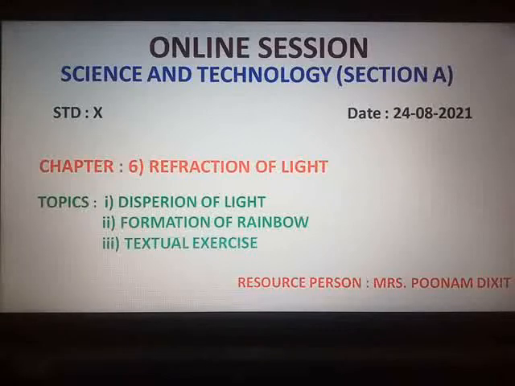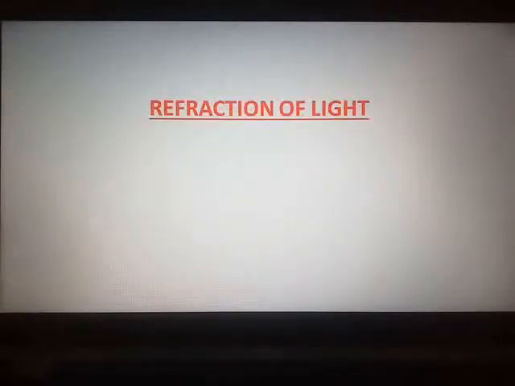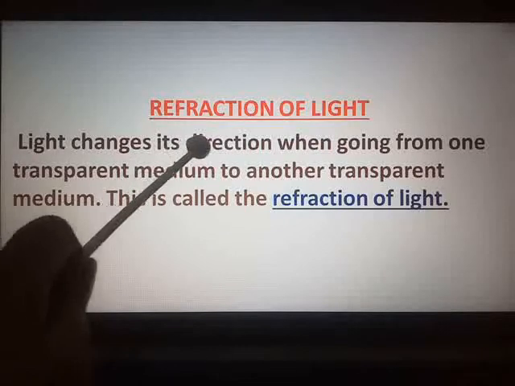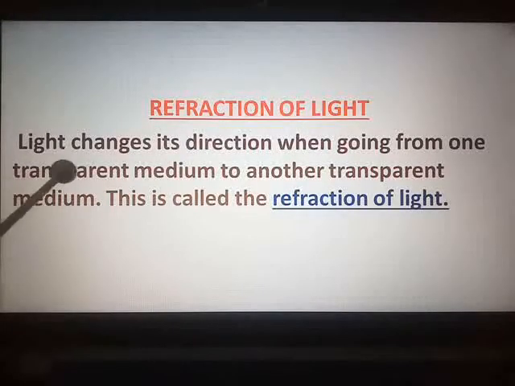So the first definition which we have studied in the previous session is refraction of light. What is refraction? Light changes its direction when going from one transparent medium to another transparent medium, which is called as refraction of light. As I have told you from the lower classes, you have studied that generally light always travels in a straight line, and because of this, if an opaque object lies in its path, a shadow of the object is formed.